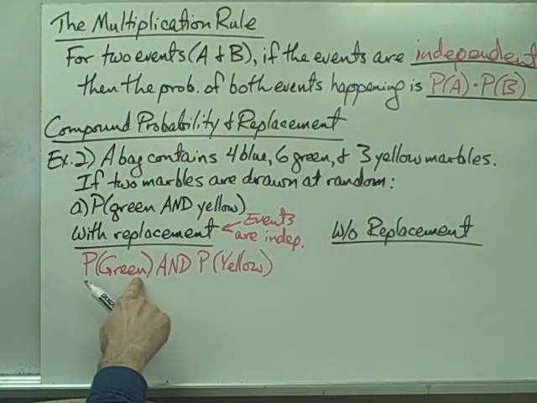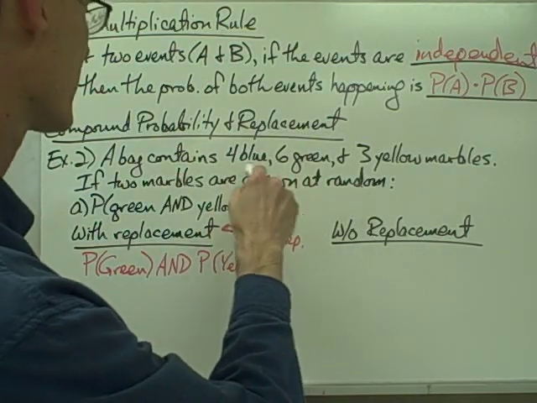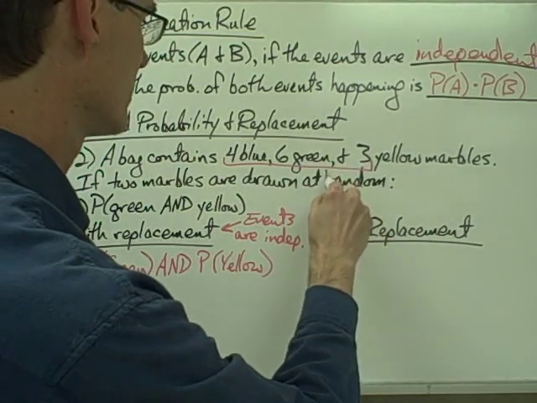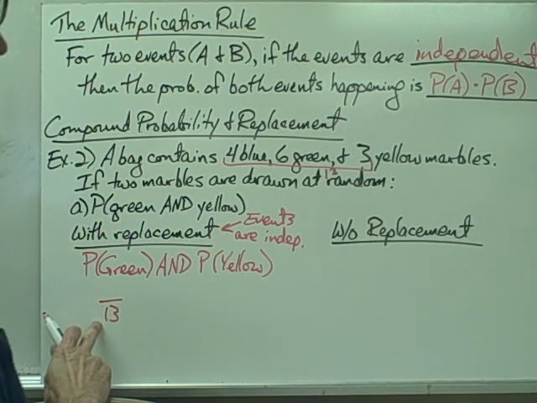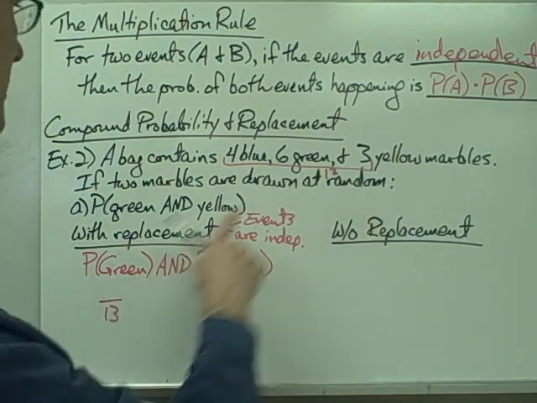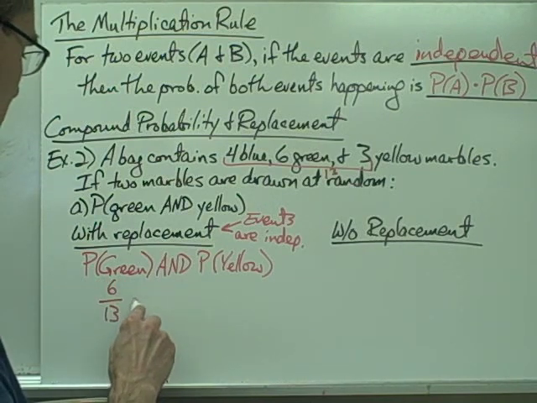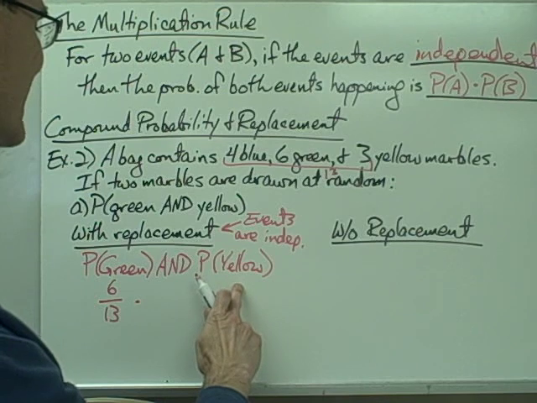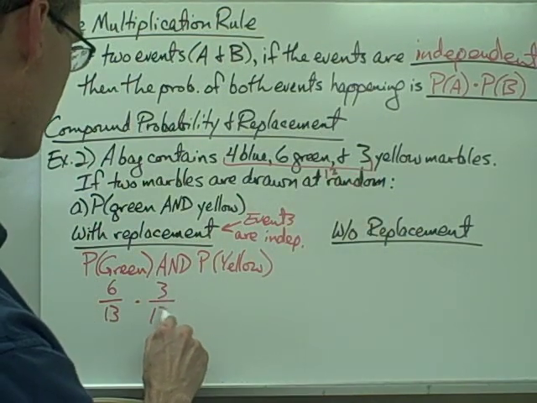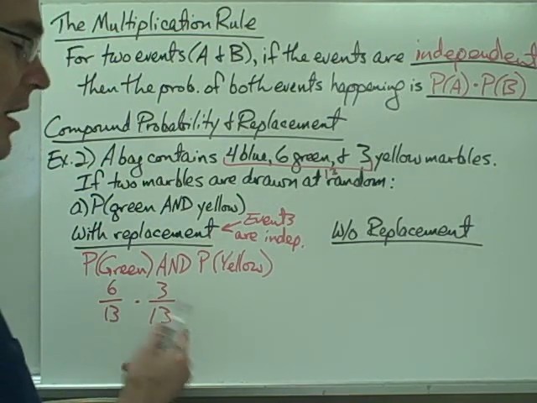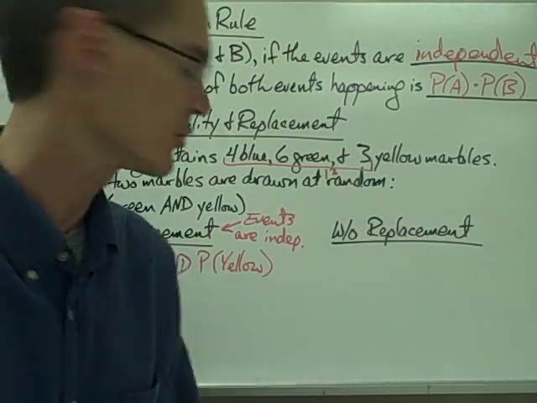So, for this example, the probability of drawing a green marble on my first draw, let's see, I've got a total of 13 marbles. So I've got 13 marbles altogether, and how many green ones? 6 green ones. The probability of drawing a green marble is 6 over 13. The probability of drawing a yellow marble is going to be 3 out of 13. And remember, it's 3 out of 13 because I'm doing this with replacement. After I drew my first marble, I put it back before I reached in to draw the second one.